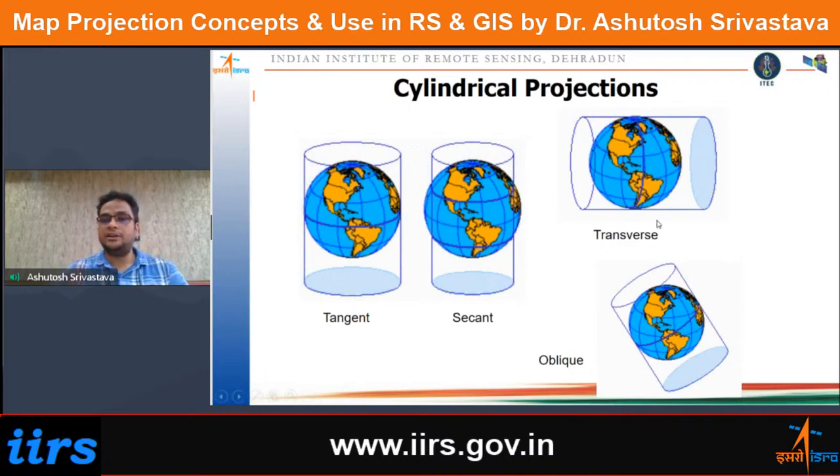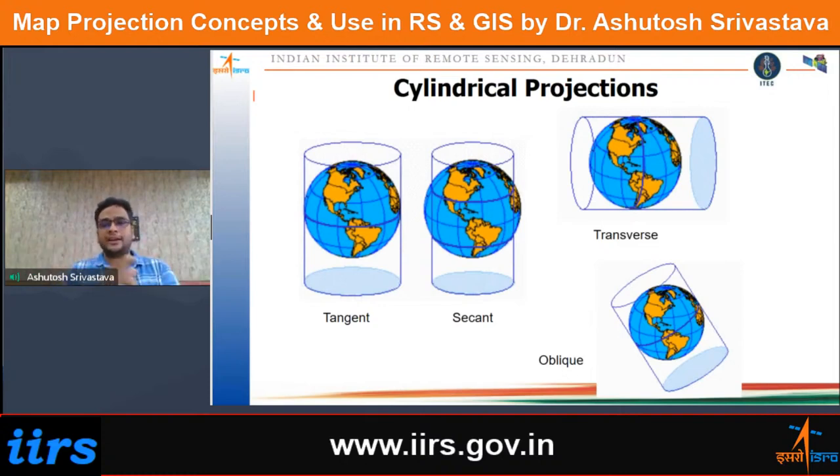Now you can put the cylinder, and at 90 degrees you can turn it, and then it will be a transverse case. Okay, and in the transverse case, you may have a tangent and a secant. And if you put this globe inside at any angle, then it will be an oblique case, and in oblique also a tangent can be there, or a secant can be there.